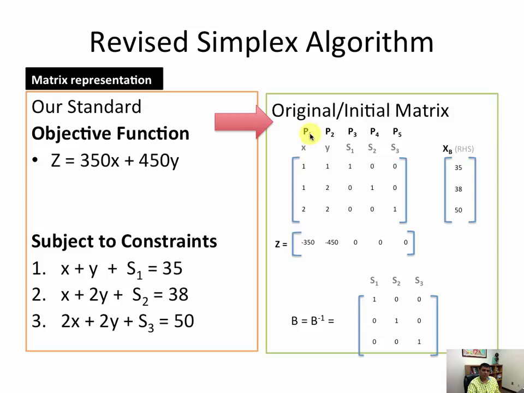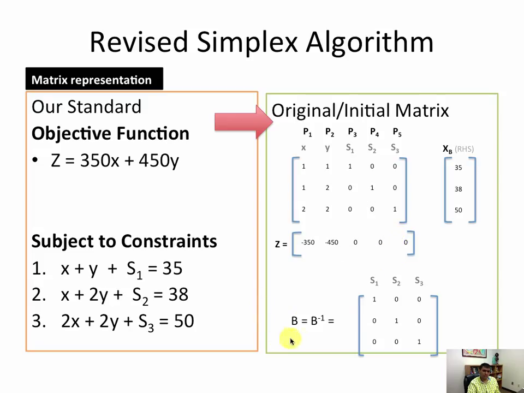And I named them P1, P2, P3, P4, P5, and XB, the right hand side matrix, should look like 35, 38, 50. The Z matrix, if we take all the variables on the left side, becomes Z minus 350x minus 450y. So that means our Z matrix becomes 350 with a negative sign, 450 with a negative sign corresponding to y, 0 for S1, 0 for S2, 0 for S3.